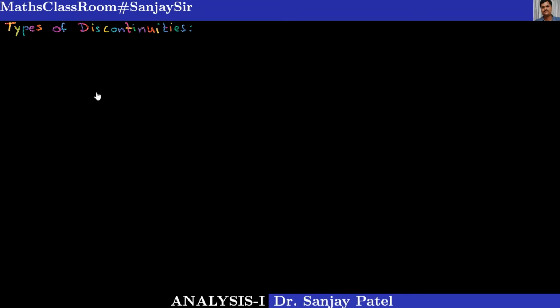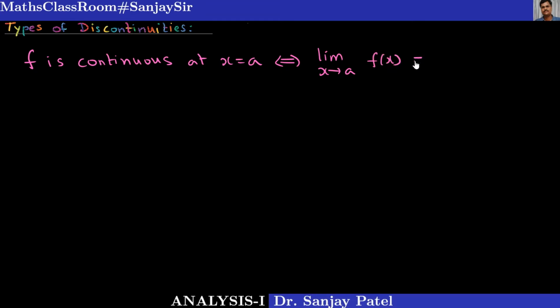So first of all, let us recall the definition of a continuous function. We know that f is continuous at the point x is equal to a if and only if the limit as x tends to a of f of x exists and is equal to the value of the function f of a. So this is our definition of continuity we have done in our last lecture.